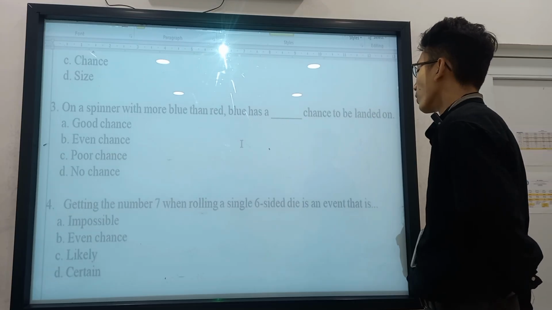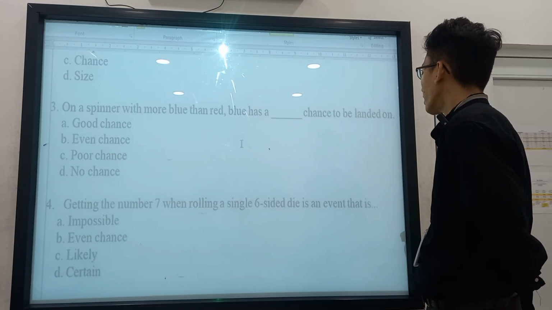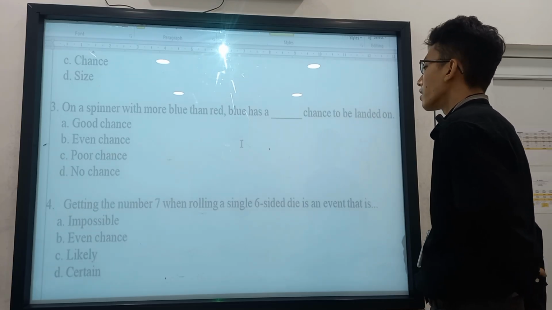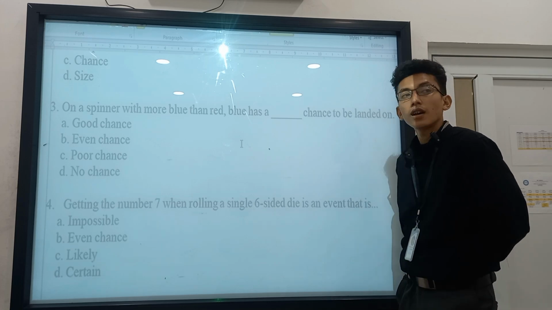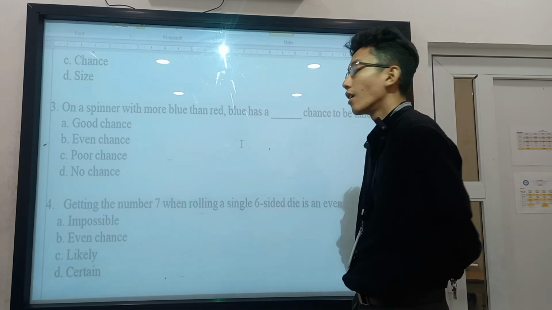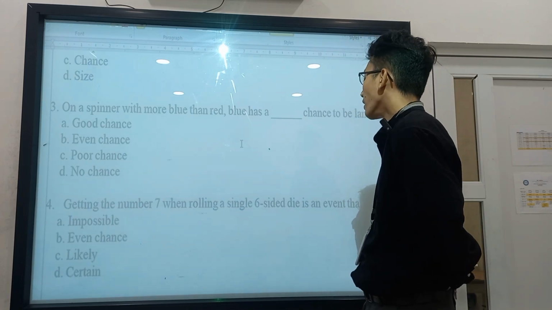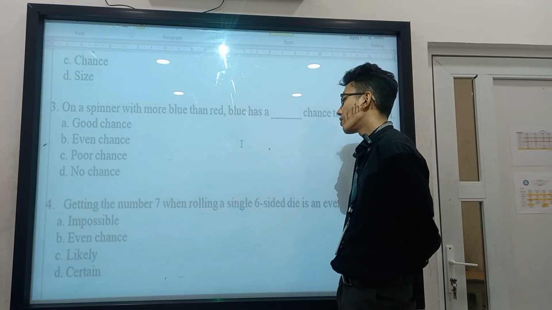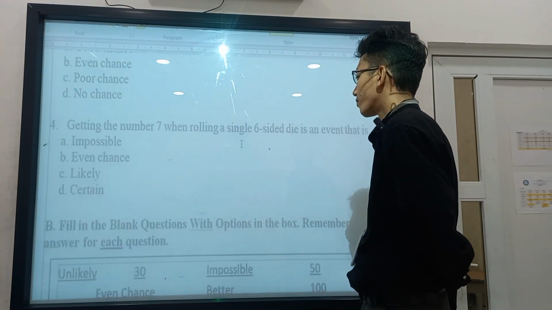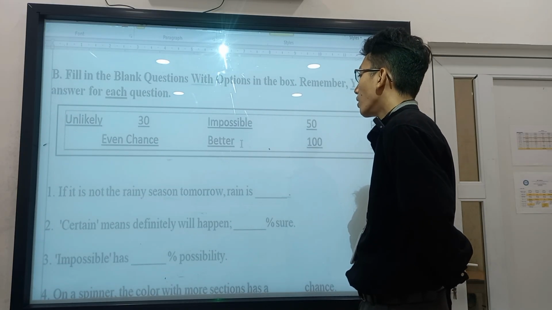Getting the number 7 when rolling a single six-sided die is an event that is impossible because a die only has 6 sides, 1 until 6, and a 7 is impossible. Impossible. Okay, correct. Part B.